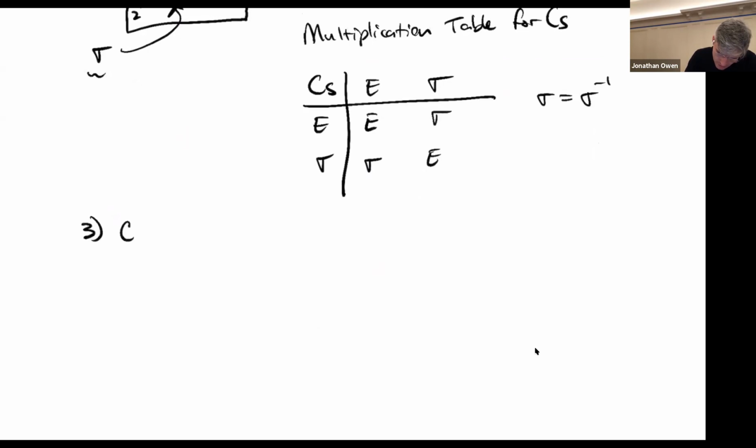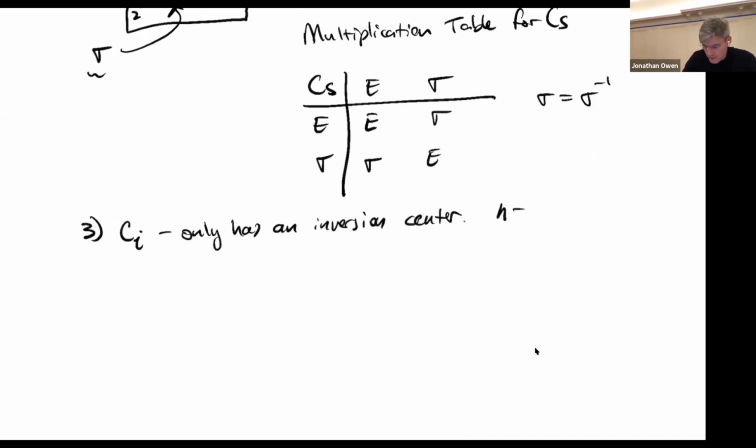All right, let's do Ci. Ci only has an inversion center, and the order of this is 2. If it only has an inversion center, why is the order 2? Well, it's 2 because you also have to do the identity operation.